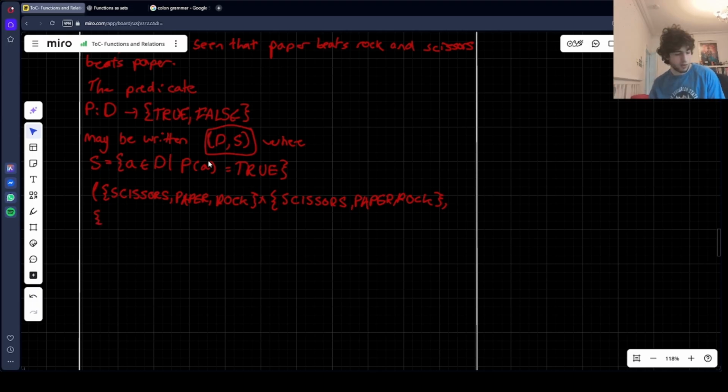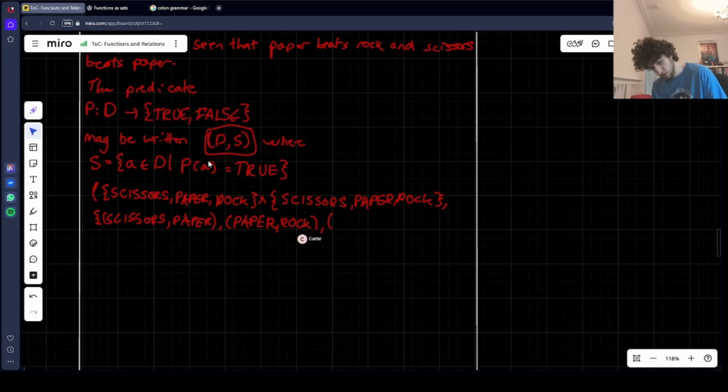So in our case, what would that have been? That would have been scissors beats paper, paper beats rock, and then rock beats scissors. Sorry, that's supposed to be an ordered pair. Okay, so this is just another way of displaying the predicate, right?